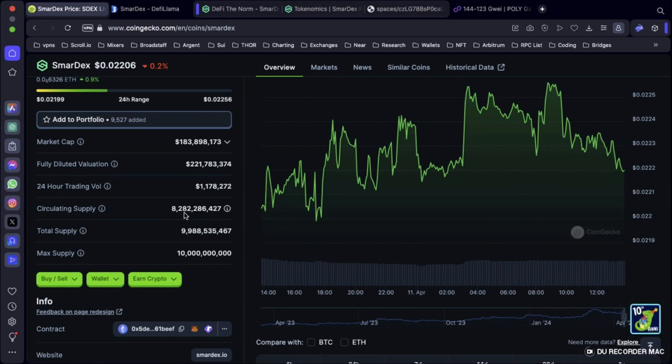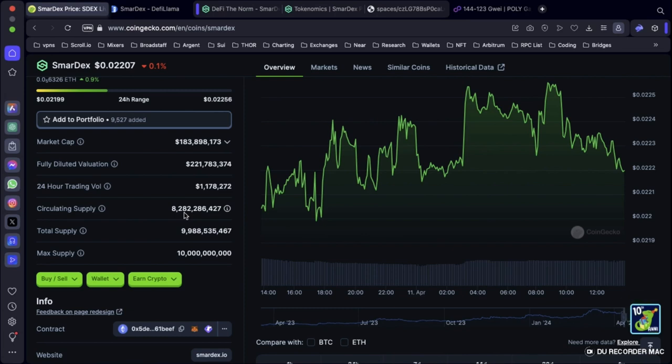Another interesting thing is that no new SDEX tokens can ever be minted. The only way to mine the remaining supply of SDEX is by providing liquidity on the SmarDEX protocol and farming the token. The SDEX token is also made deflationary by a burning mechanism that the SmarDEX protocol uses.